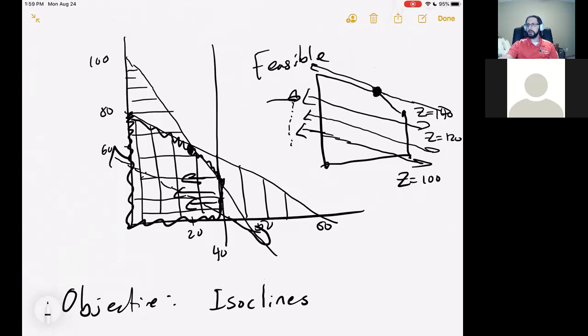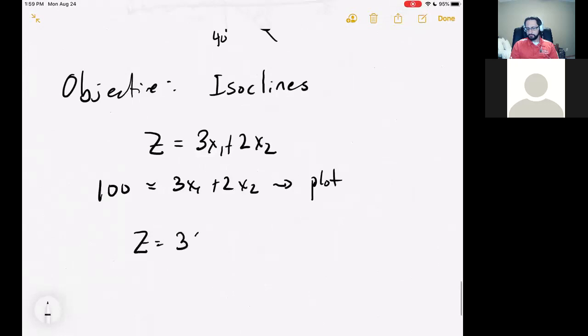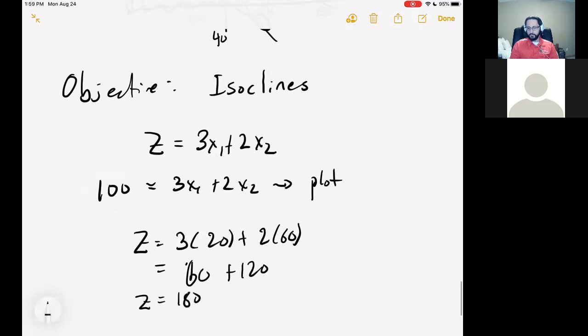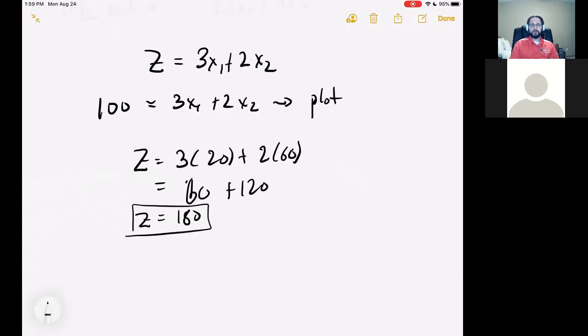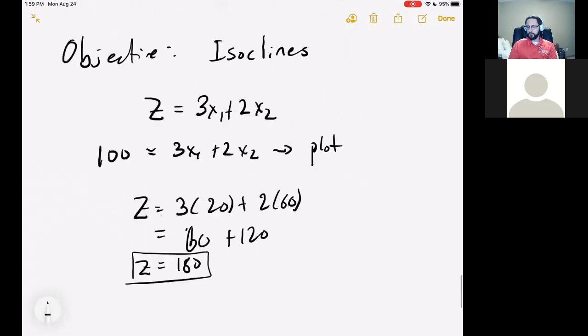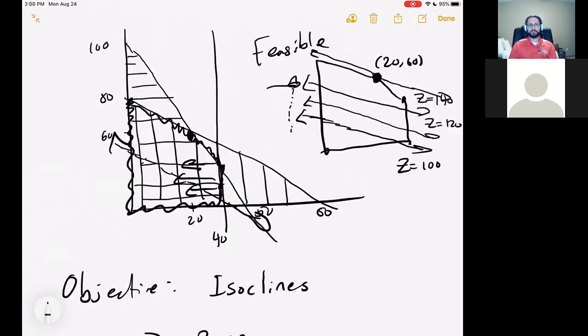This was the corner that we had previously labeled 20, 60. So plugging in 20 and 60 into the objective function yields a maximum value of 180 for this LP. This maximum value arises because when we started drawing lines associated to the objective function, that happened to be the highest line, the tallest line, that still managed to stay feasible.